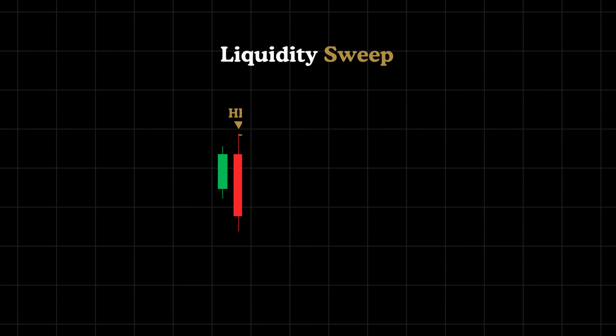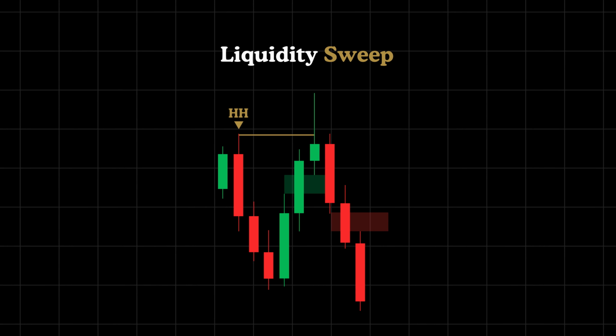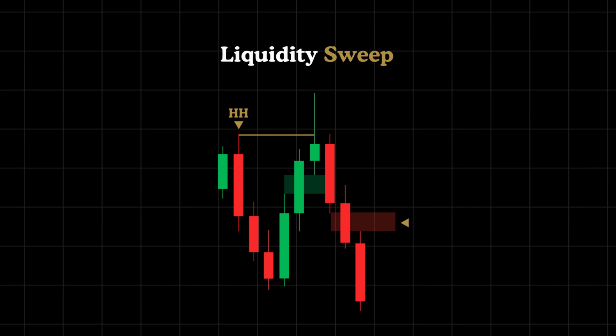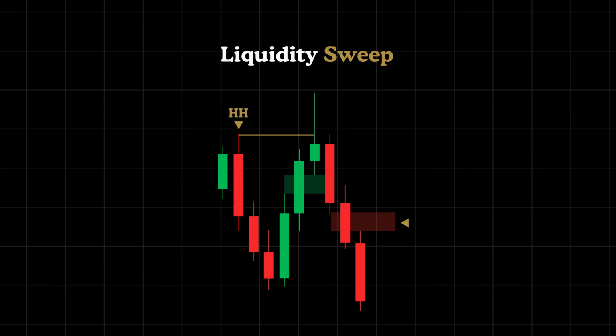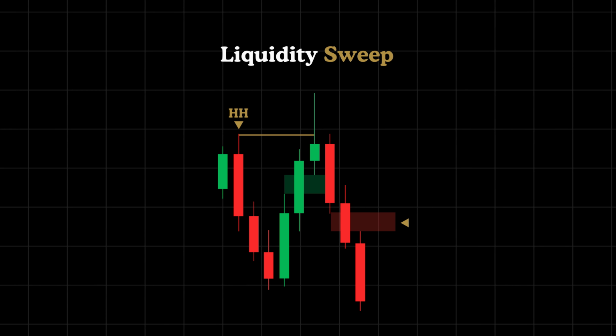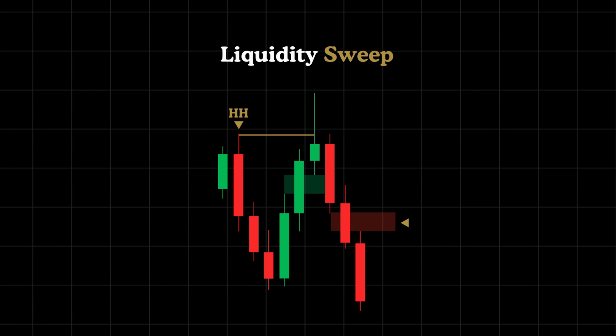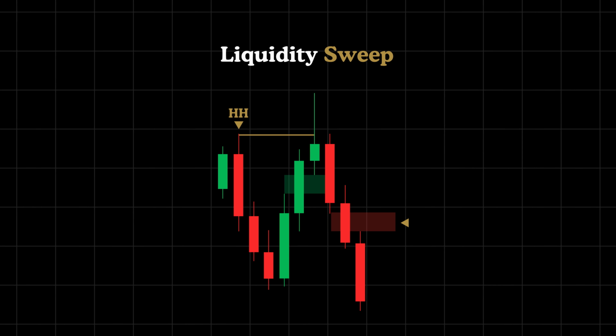Downward trend scenario 2, the liquidity sweep, reversal setup. Again, we have a swing high acting as the draw on liquidity. But this time, price fails to close above that level, it taps into the liquidity, then reverses. This is known as a liquidity sweep. Buyers weren't strong enough to break through.